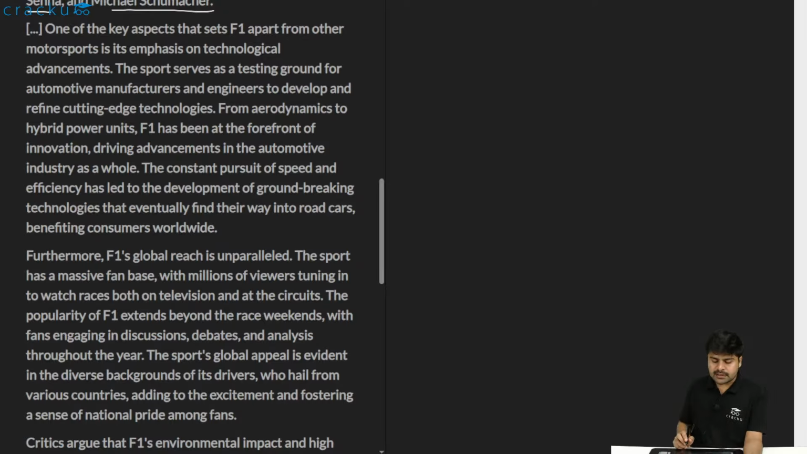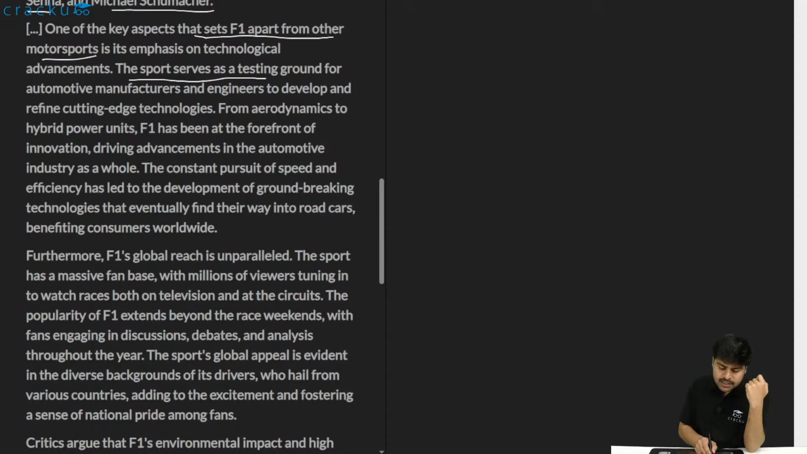One of the key aspects that sets F1 apart from other motorsports is its emphasis on technological advancements. So, how is F1 different from other motorsports? When we hear the word F1, we always think of the fastest cars in the world, driven by highly skilled individuals competing against each other to get the first position. So why is it at the pinnacle? Because it is heavily focused on technological advancements.